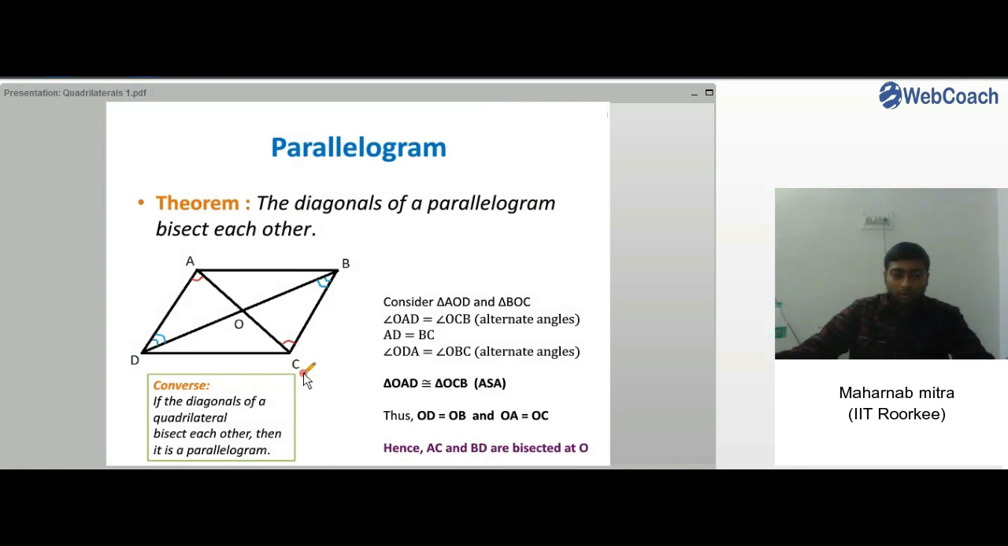And also you can solve for the converse of this theorem, which is: if the diagonals of a quadrilateral bisect each other, then the quadrilateral must be a parallelogram. And this statement can also be proved in a similar fashion by considering the two triangles.